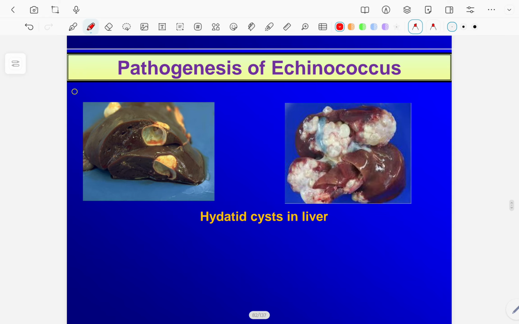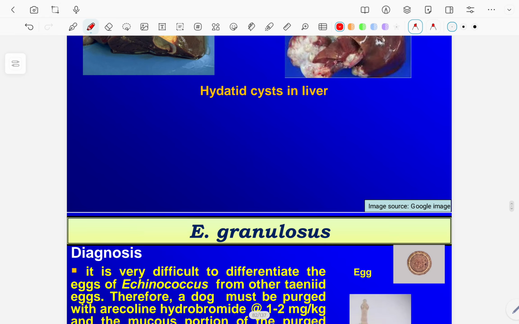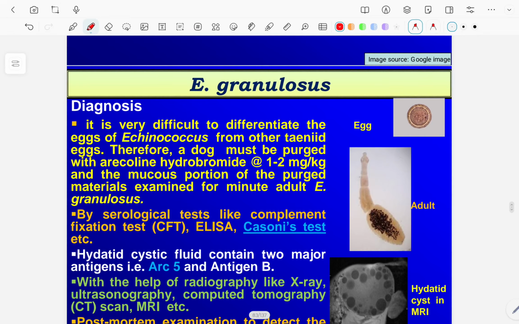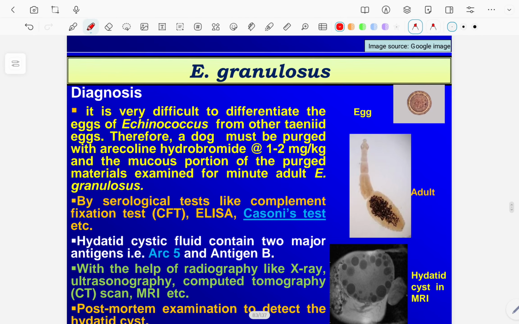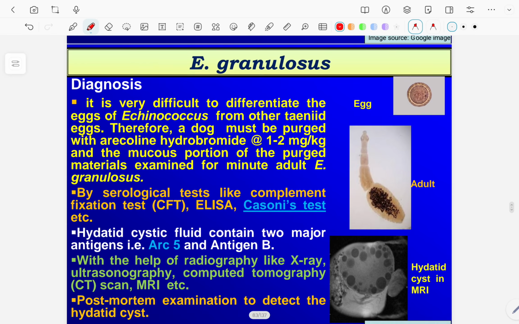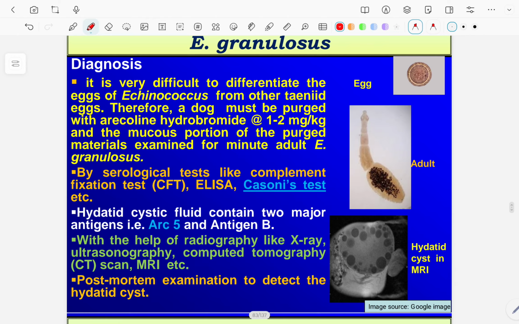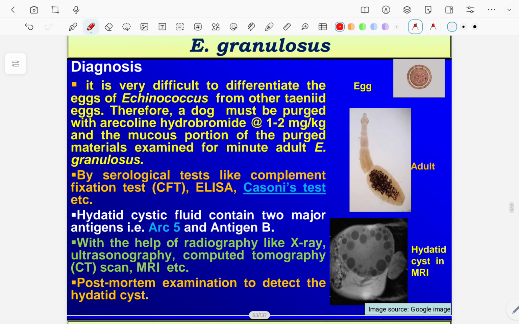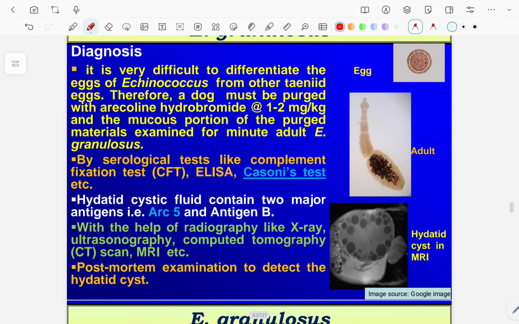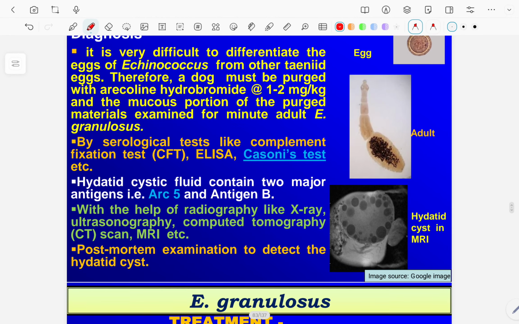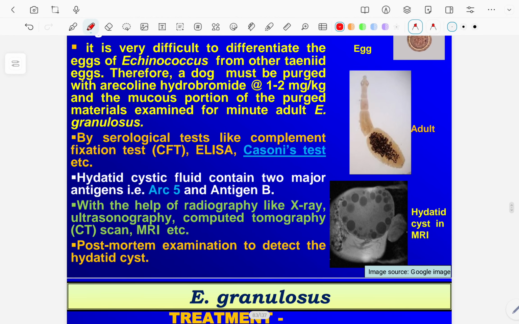Pathogenesis of Echinococcus hydatid cyst in liver. Diagnosis. It is very difficult to differentiate the egg of Echinococcus from other taeniid eggs. Therefore, a dog must be purged with arecoline hydrobromide 1 to 2 mg per kg and the mucous portion of the purged material examined for minute adult E. granulosus.